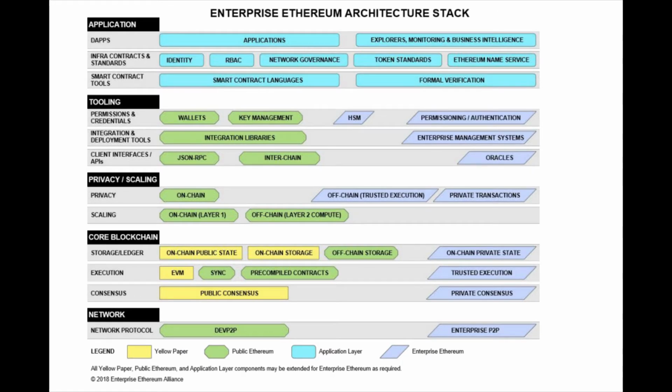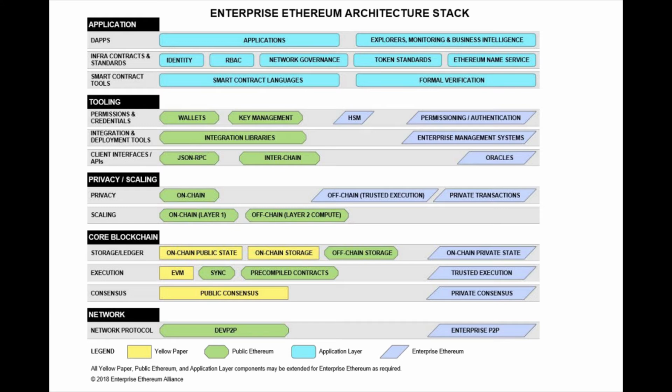The Enterprise Ethereum Architecture Stack diagram was developed in order to provide a reference point for all of the different components we believe encompass the Ethereum blockchain ecosystem. Those components aren't just relevant to public Ethereum, but also enterprise. There are 5 different layers which I'm going to be talking about, but the first thing I wanted to draw your attention to was the different colors that we're using in the stack diagram.